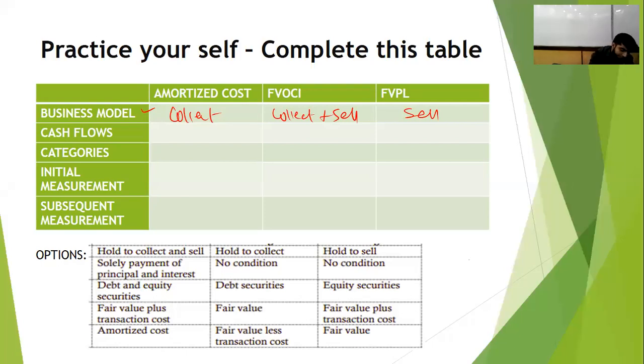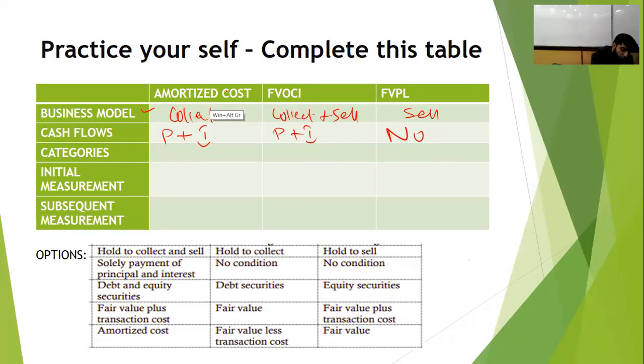Cash flows. But in case of amortized cost, investor is expecting both the principal and interest. In fair value through OCI, the intention of the investor is to collect the cash flows, that is principal and interest. But in case of the fair value PNL, there is no such condition. It means the investor is not expecting any interest, or the investor is not going to wait for the maturity date.